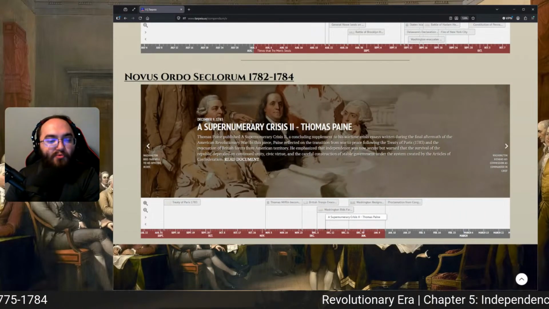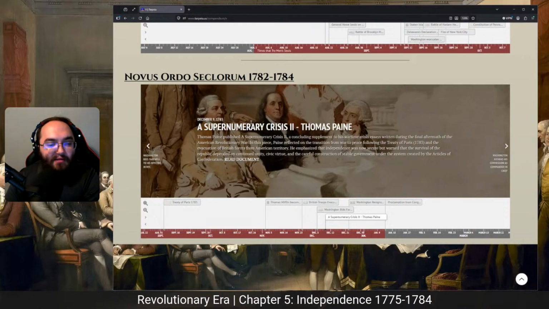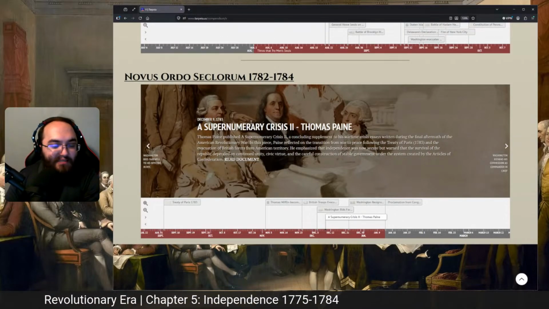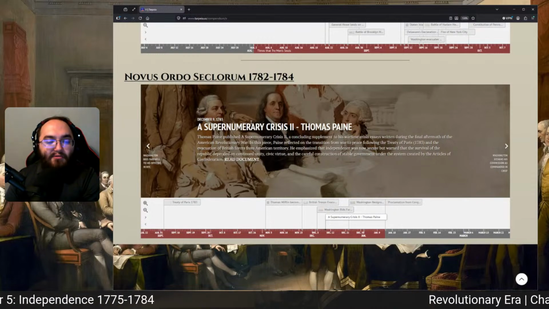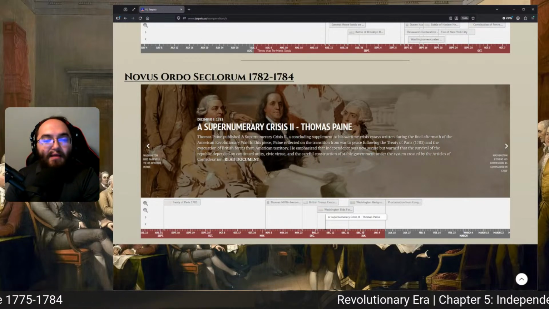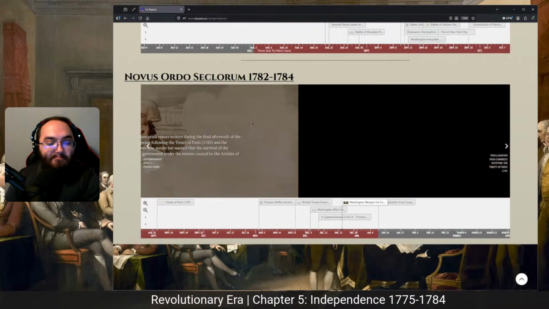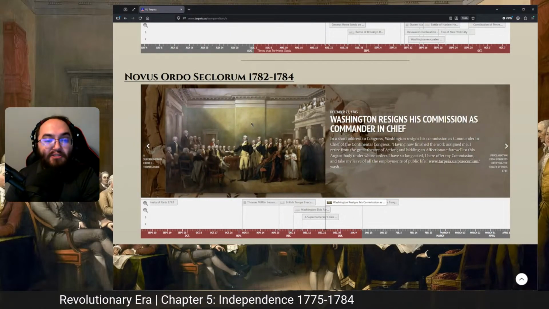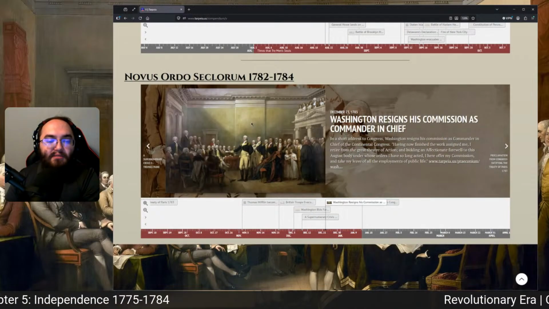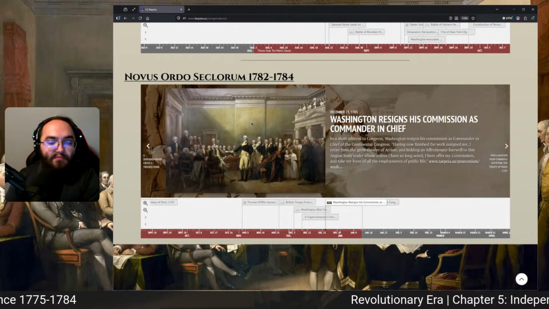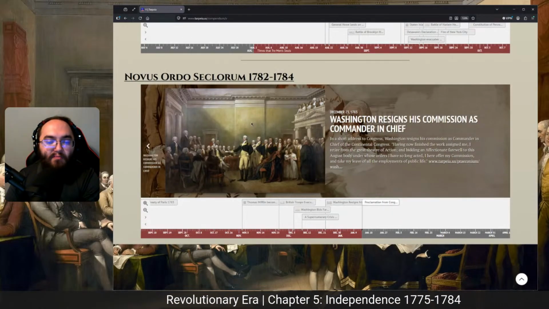Now you have the Supernumerary Crisis, number 2. This is the final of the American Crisis essays that Thomas Paine writes, and he's talking about the conclusion of the war and what the aftermath might be as we transition into peace. Washington will resign his commission in late December of 1783, as the commander-in-chief of the Continental Army.